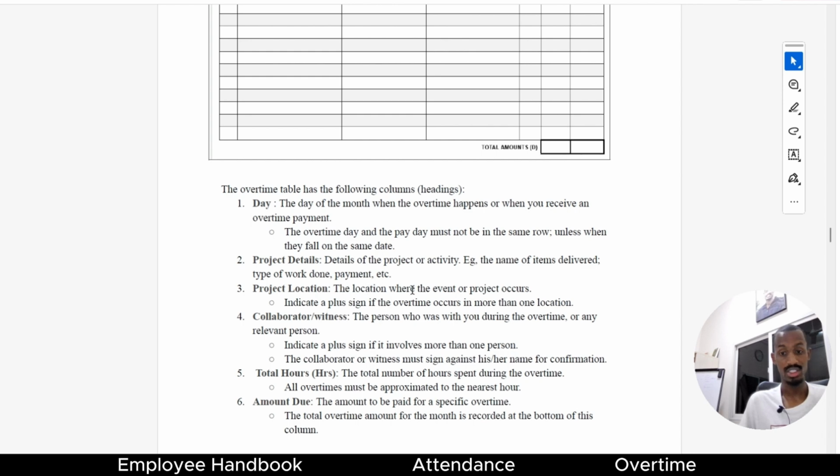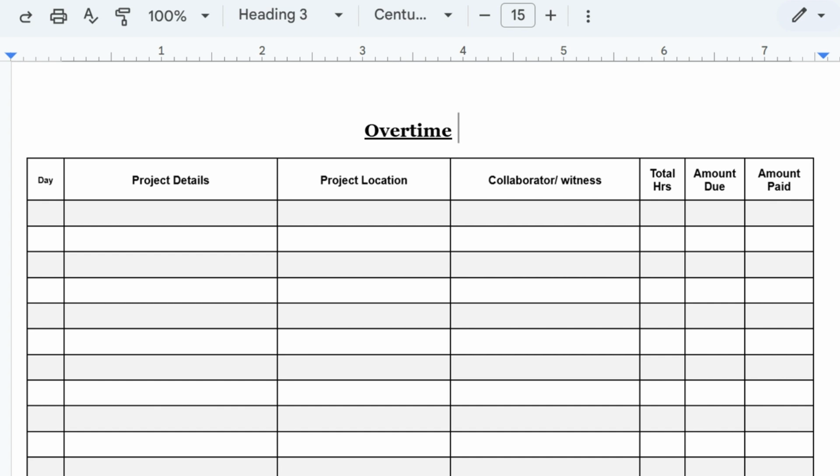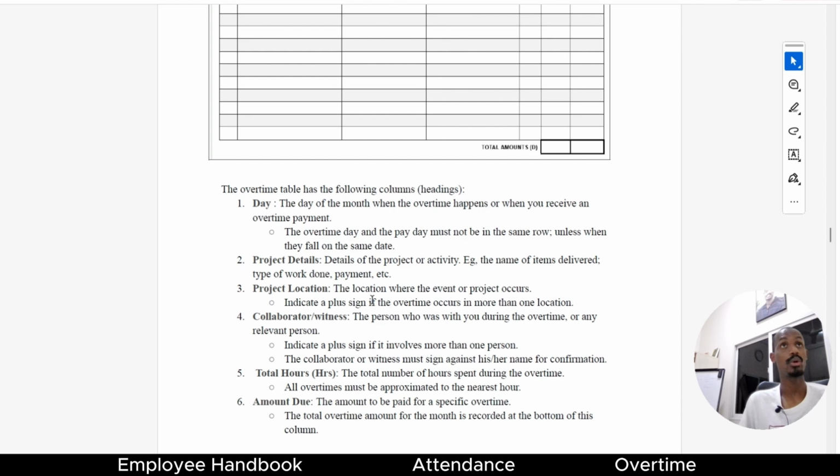Project location. This is where the event or the project occurs. Where did you do the overtime? Remember, project details: what did you do? Project location: where did you do it? Indicate a plus sign if it is at more than one place. Sometimes your overtime can cover different places, let's say Kololi, Manjai, and others. So just put the first place and put a plus sign to indicate it was more than one place.